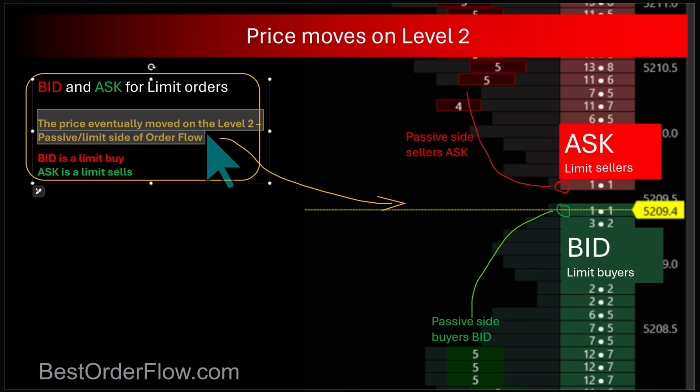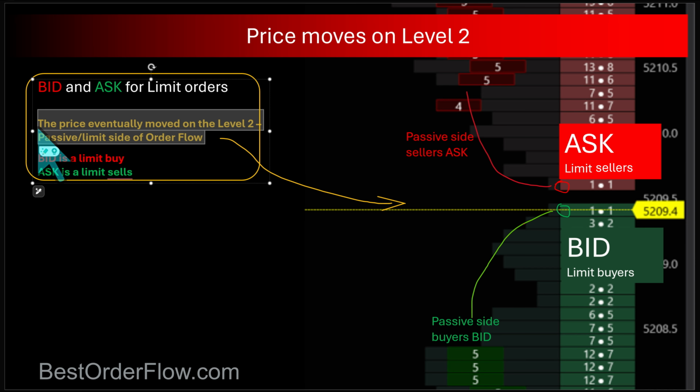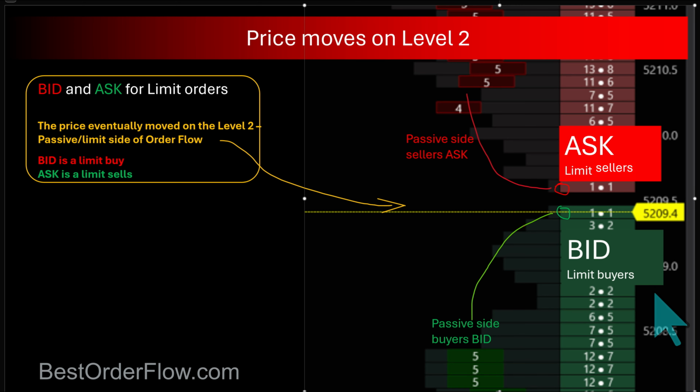Here is the statement that probably you've never seen on any presentations. The price eventually moves on the level 2 passive limit side of order flow. Okay, I've never seen that statement anywhere. Now, the price is defined by the ask and the bid on level 2. And the bid and ask on level 2, that's what defines the names of the bid and ask.